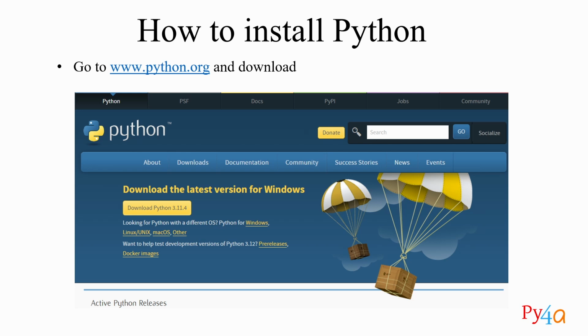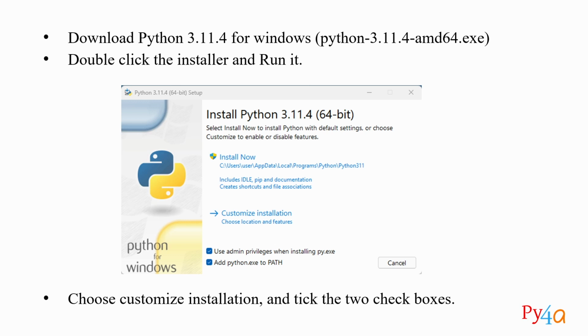In this short video, I will be taking you on a tour on how to install Python and other IDEs. To start with the Python installation, you simply go to www.python.org and download. Ensure you download Python 3.11.4. Also, make sure the version you have downloaded is 64 bits. Once you have completed this download, you simply navigate to your download folder, double-click the installer and run it.